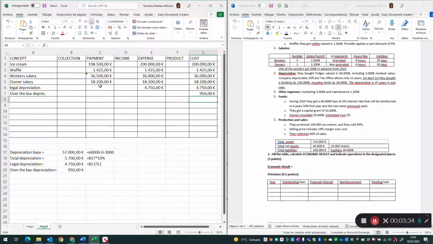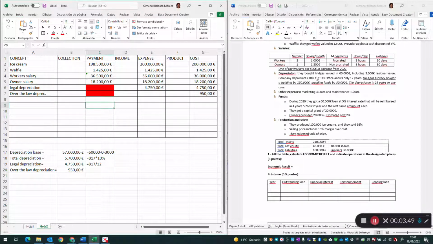One of the most frequent mistakes during the exam is that you place this as a payment. This is never a payment. You never pay for this, okay? So this is super important. You never write anything here.